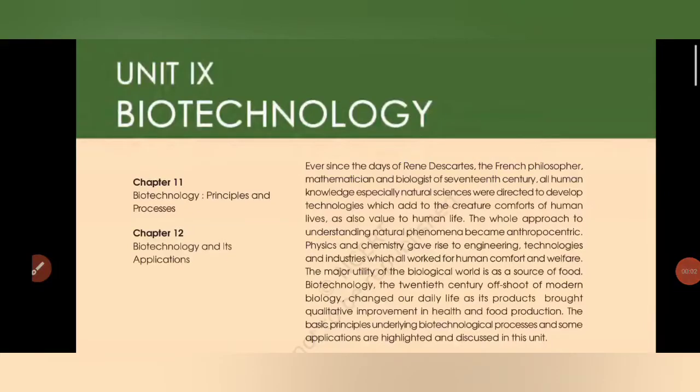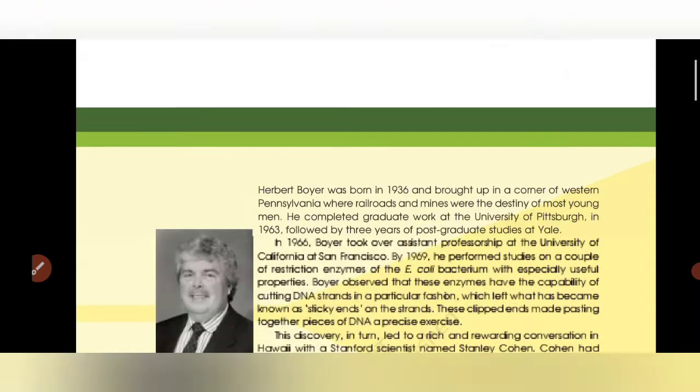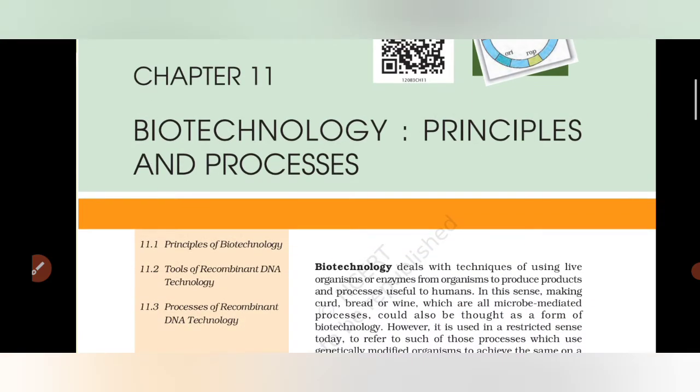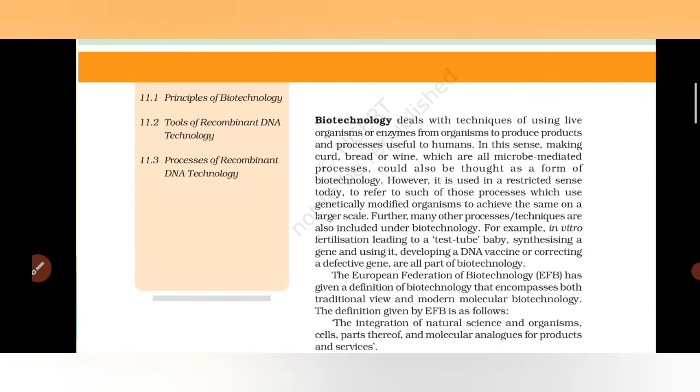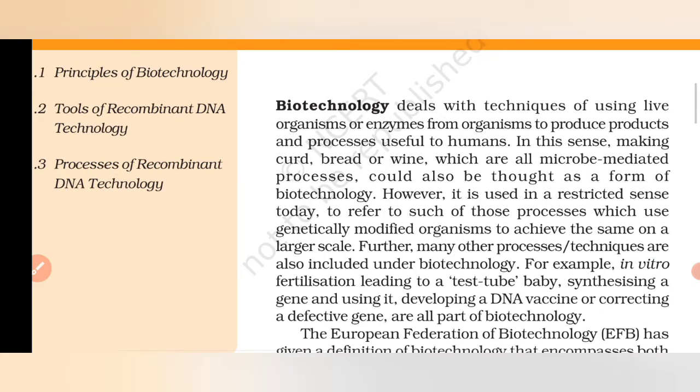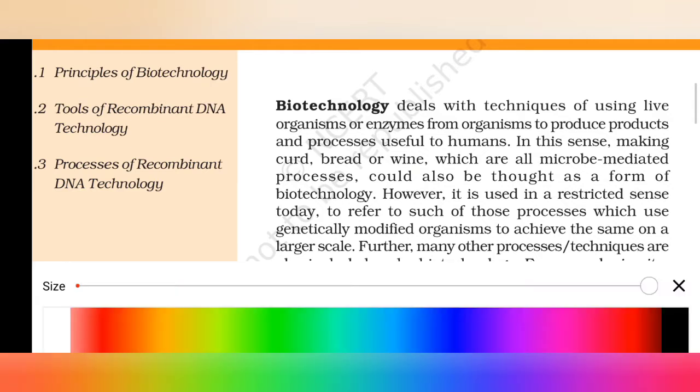Biotechnology. In Unit 9, there are two chapters of biotechnology in Standard 12. Out of that, we'll be doing the first chapter, that is biotechnology, principles, and processes. So, what is biotechnology? Biotechnology deals with techniques of using the live organisms or the enzymes from organisms to produce products and processes useful to human beings. So, I'll mark this statement here.